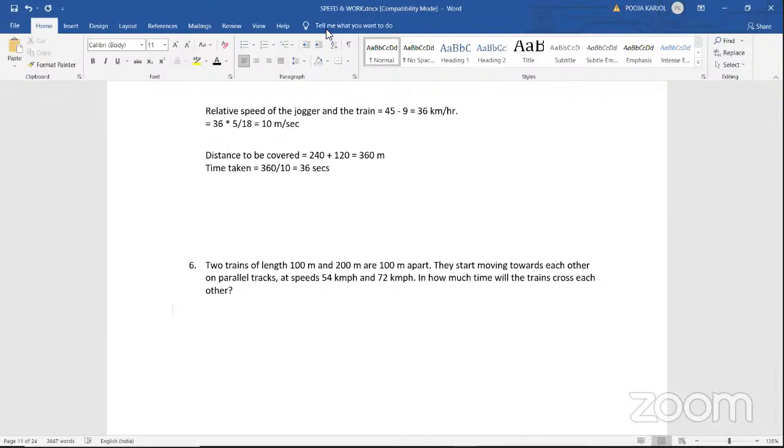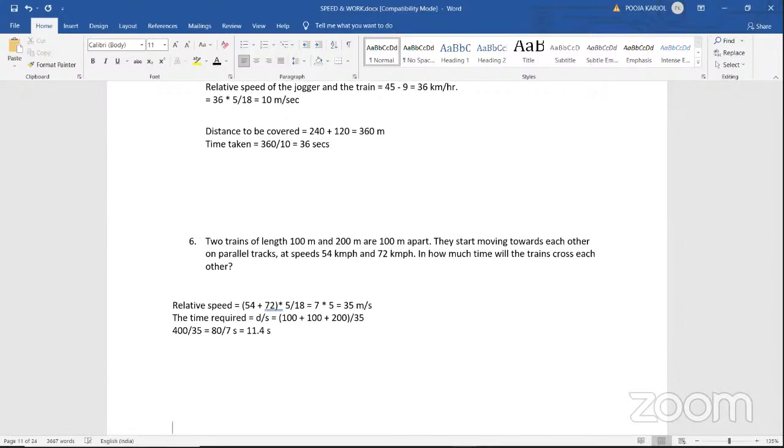No, I'll show you guys. Okay. So the relative speed is added because they are on parallel tracks moving towards each other, meaning they're coming from opposite directions. So the speeds are added, 54 plus 72, but since they're in kilometer per hour, I've written 5 by 18 directly. Oh, why is everybody getting 60? Okay. So 54 plus 72 into 5 by 18 will give you 126 by 18.